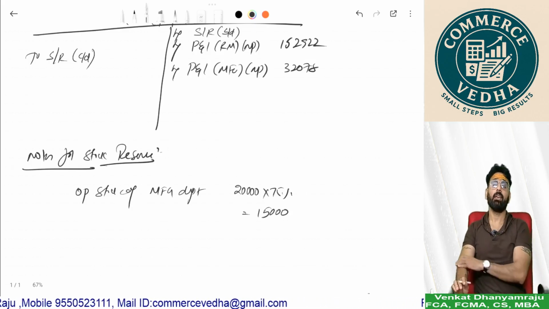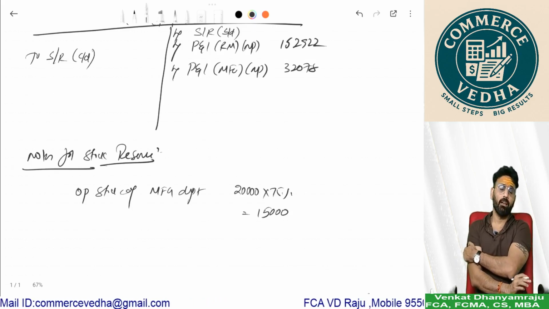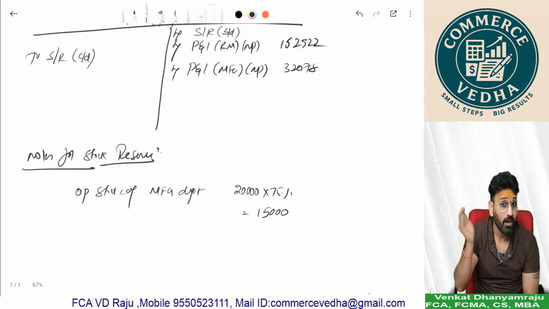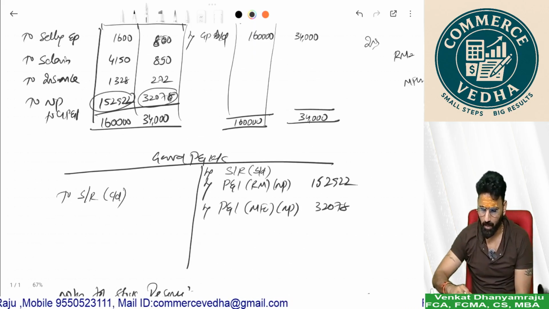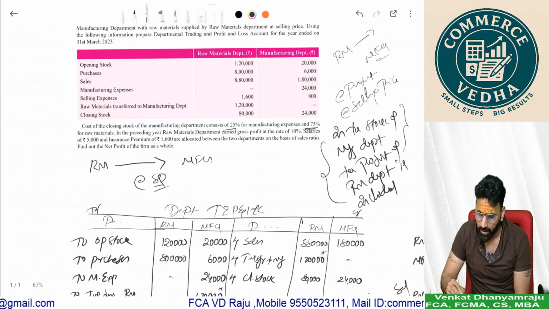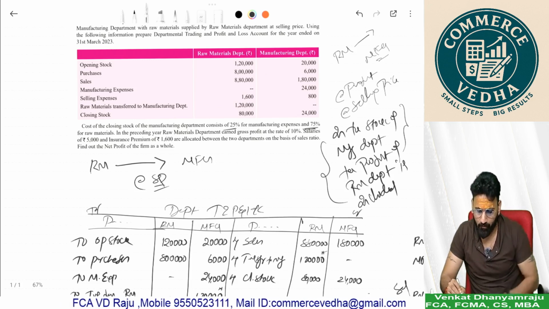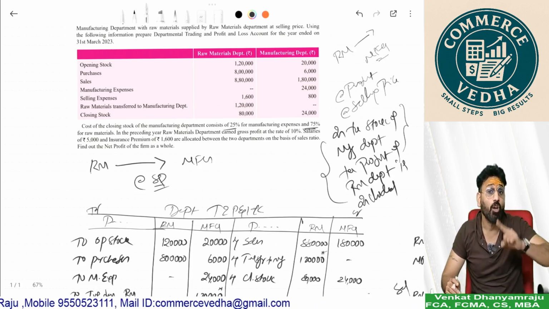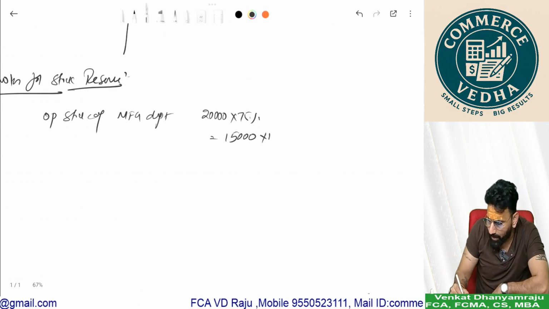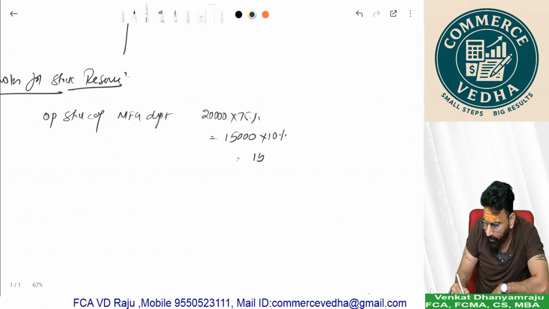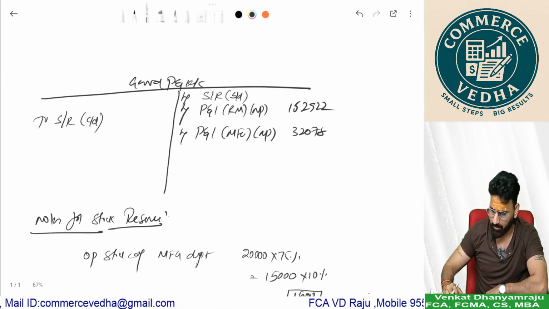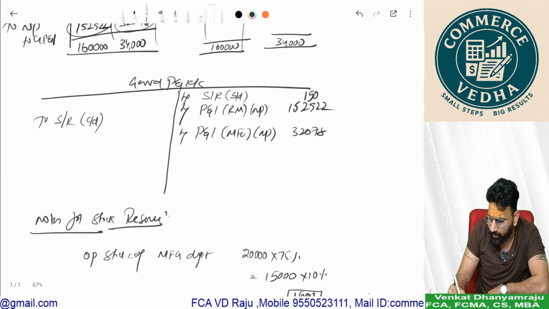In this, whose profit is included? The raw material department. Now we should see how they are charging at selling price. It says gross profit of 10%. The raw material department earned gross profit of 10% last year, 10% on sales. So since it is the selling price, how much is included in our opening stock? 1500 of gross profit is included in opening stock. Coming back, I am writing here 1500.